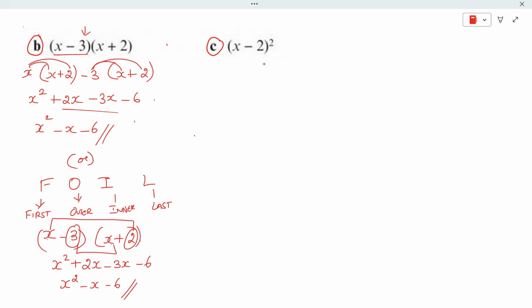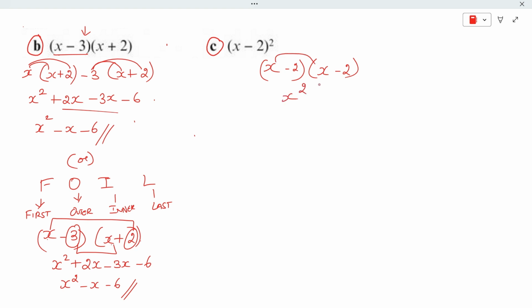So let's do c sum. x minus 2 the whole square is split as x minus 2 times x minus 2. Again, I can either use the FOIL method or the first method. It's your choice. Okay, pause my video and do any of the methods. Check the answer with my video.